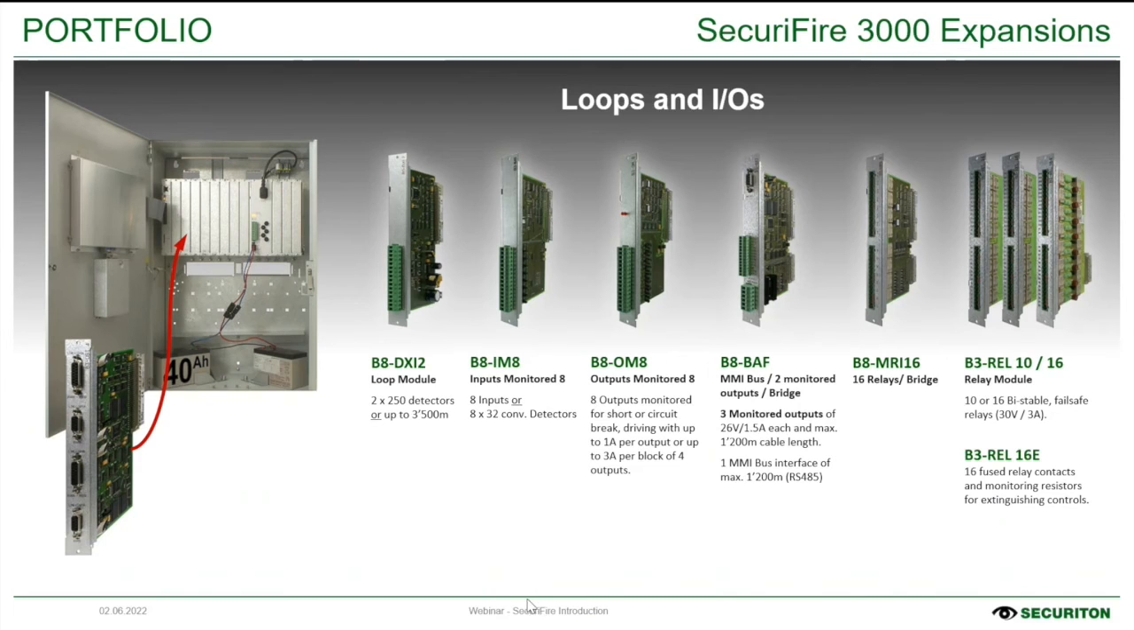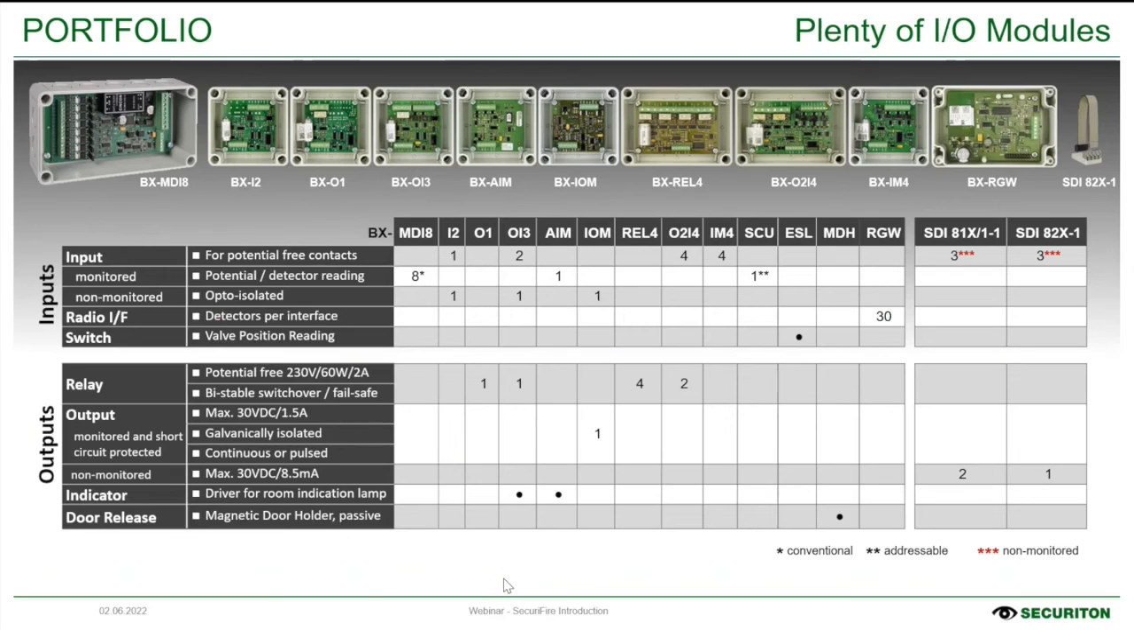And then, what I mentioned before, on the right-hand side of the power supply we can additionally add relay modules: the REL10 and the REL16 board, which provides up to 16 24-volt relays or 10 230-volt relays. The REL16E is a bit of a special board; it provides an extinguishing interface to network the Securifire panel with a third-party extinguishing panel. So what we see here now is plenty of input-output modules on the loop.